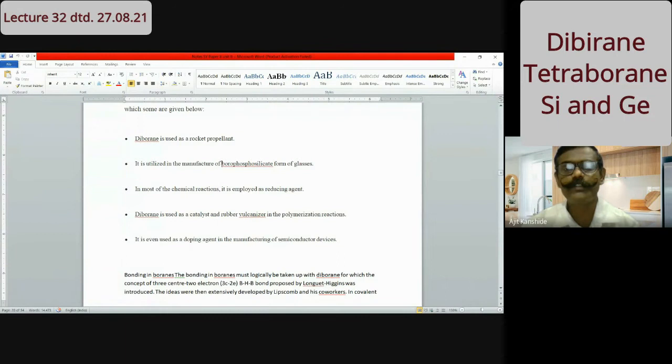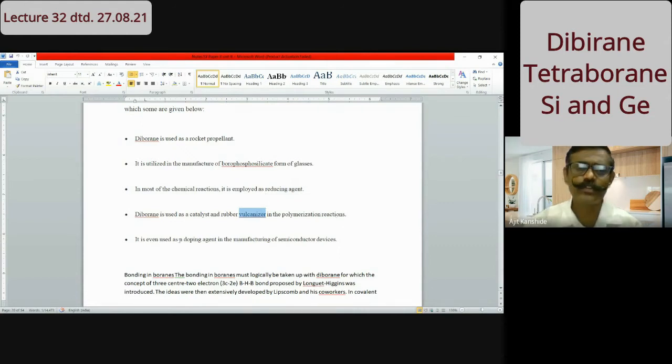Second application, it is used for manufacture of borophosphosilicates, which is a form of glasses, and there diborane is used. Third one, in most chemical reactions, it is used as a reducing agent. Maybe its compounds also are used as reducing agents. The fourth one, diborane is used as a catalyst and rubber vulcanizer in polymerization reactions. Means as a catalyst it is used.